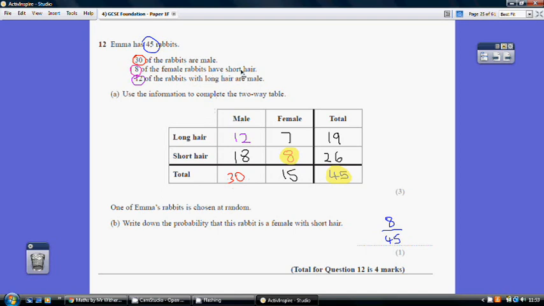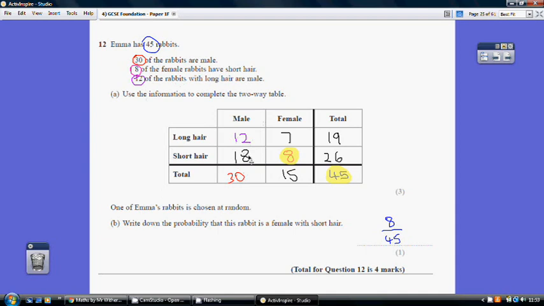8 of the female rabbits are short hair. So short hair female is here. That's that 8. Then 12 of the rabbits with long hair are male. So we've got 12 long hair males here. Now, once we've got these numbers in, we can fill in the missing numbers just by adding or subtracting.